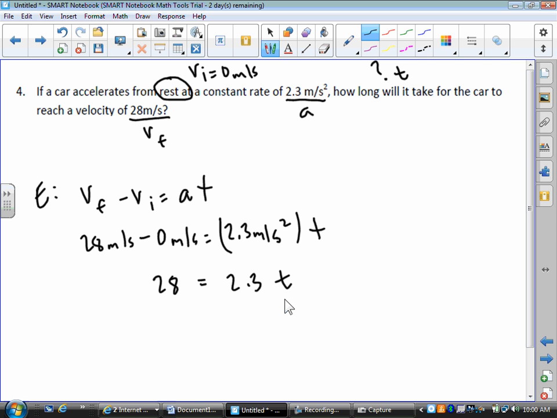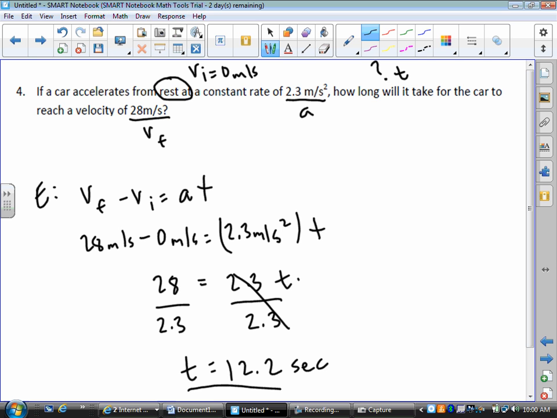What do I do to get the time by itself here? Divide both sides by the 2.3. We divide by 2.3 here instead of 28 because we want to get rid of this to make t by itself, right? So it'll be t equals something. Here we'll end up with 28 divided by 2.3. You all have calculators, so someone spit that number out for me, please. So 12.2 seconds would be our time for this car.